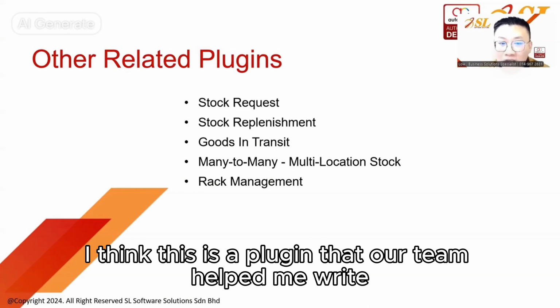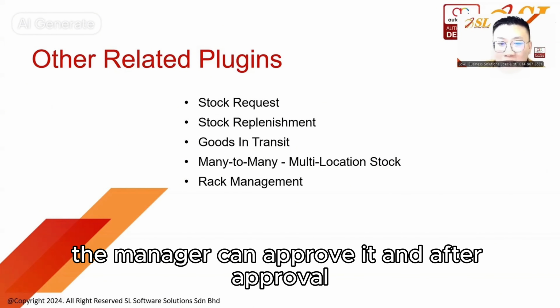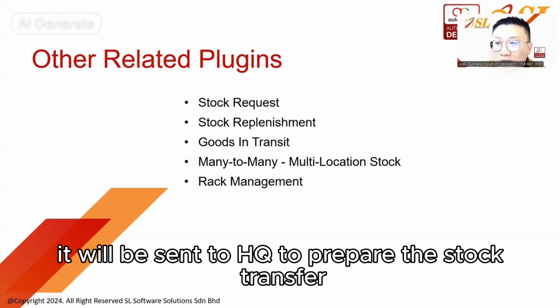So this is a plugin that our team helped me write. So when the branch requests goods, the manager can approve it. And after approval, it will be sent to HQ to prepare the stock transfer.